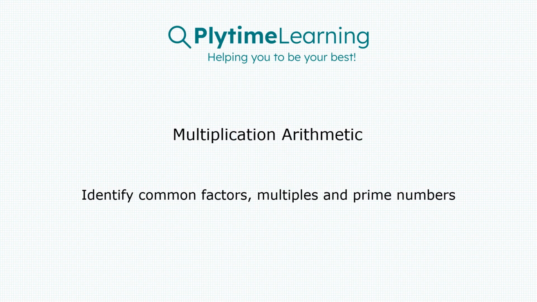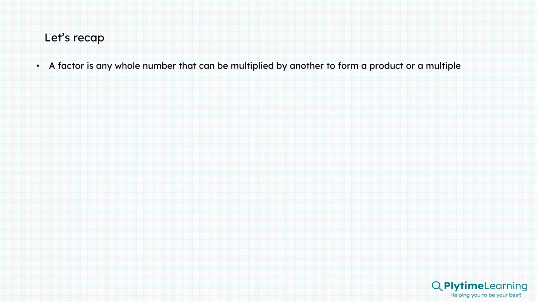Multiplication arithmetic. Identify common factors, multiples and prime numbers. Let's recap. A factor is any whole number that can be multiplied by another to form a product or a multiple. Factor times factor equals product.